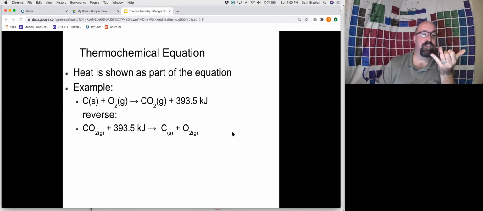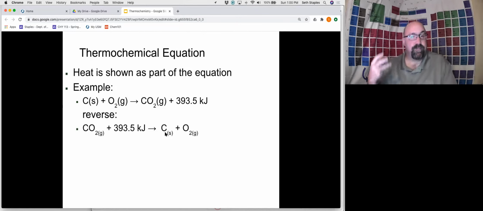Now, what if we reverse this? If we take this reaction and we just flip it, and so instead we're going to say CO2 plus our amount of energy gives us our carbon and our oxygen. So all we've done is just reverse this equation. Rather than looking at our carbon and our oxygen as reactants, our carbon dioxide and our energy are the reactants. And so now think about what we're doing. Think about this process. In this process, our energy can be thought of as a reactant. And that means that energy is being input into this system.